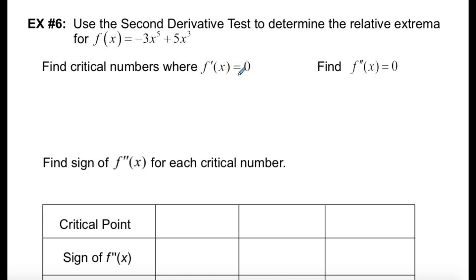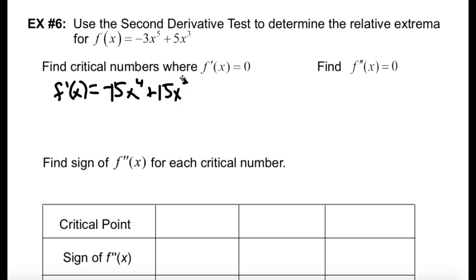Okay. Now this one, we can actually use the second derivative to find extrema, meaning mins and maxes. Well, to do that, we want to first find the places where the first derivative equals 0, right? Those are our critical values. That's what we've done. So let's do that. Let's find our first derivative. So that'll be negative 15x to the 4th plus 15x squared.